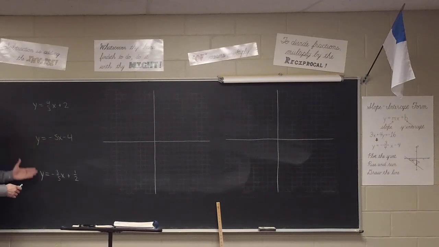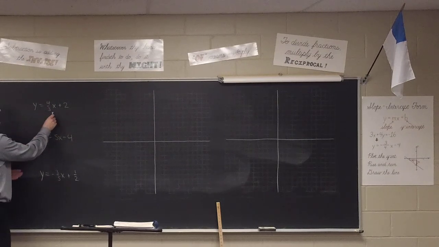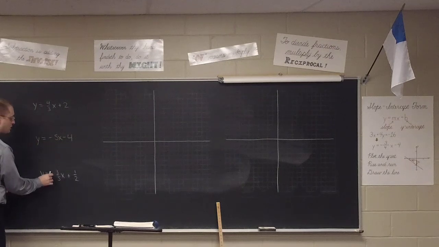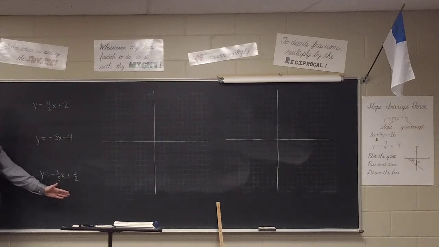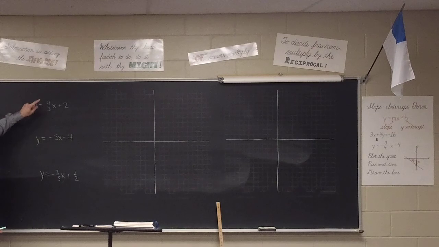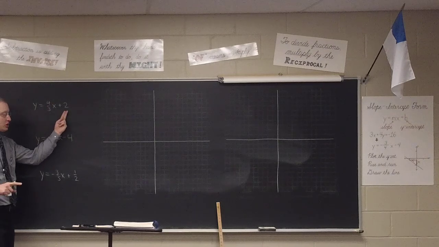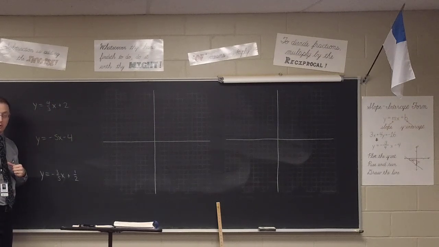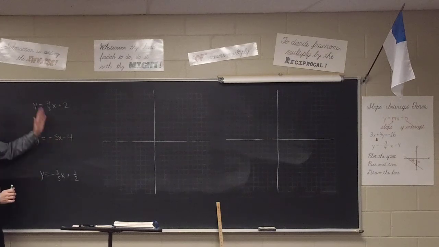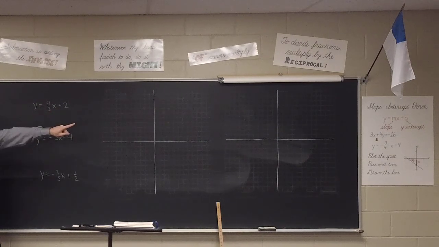You have y by itself. You have an equal sign. You've got an x term, and you have a constant term at the end. The important thing to remember is whatever is with the x, class, is your slope. And whatever is the constant term, class, is your y-intercept. Let's try that again. Whatever is with the x, class, is your slope. And whatever comes at the end, the constant term, is your y-intercept. Because the form again is y equals mx plus b.